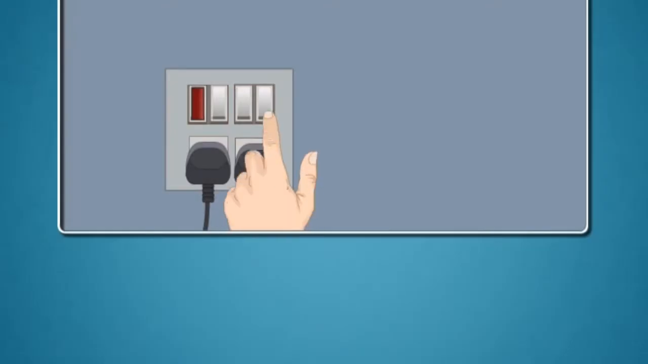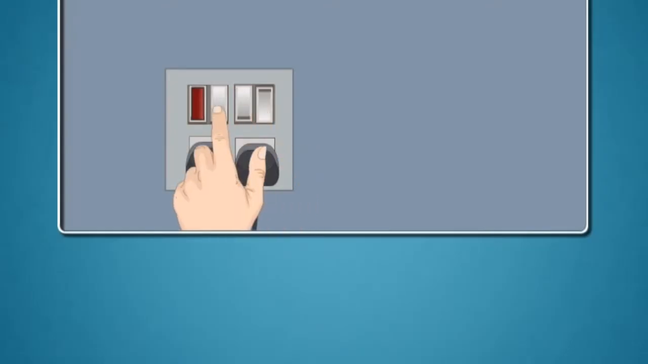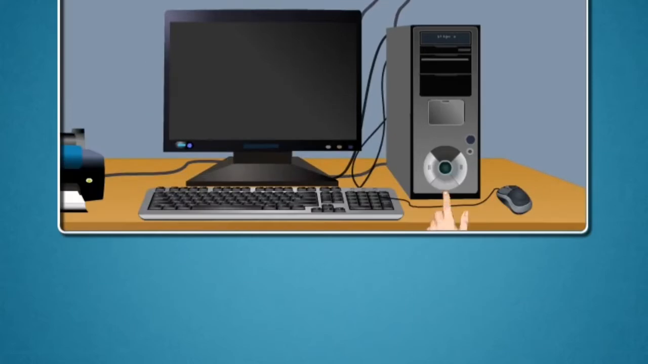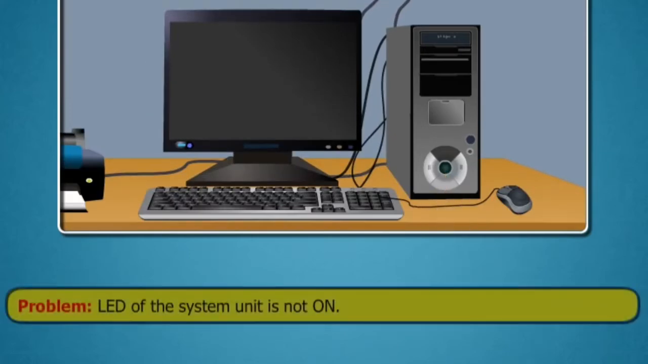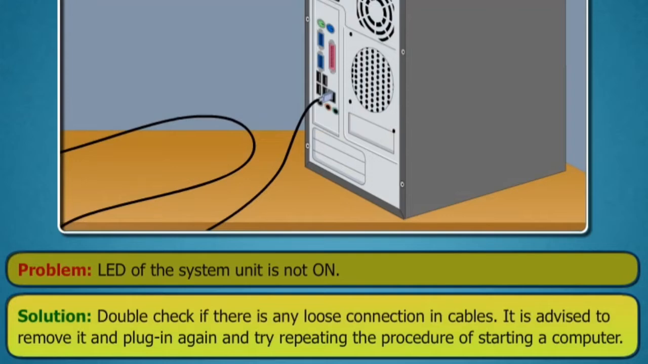We have switched on the power supply of the system unit and the monitor and pressed the power button on the system unit. Still, the LED of the system unit is not on and the system does not start. In this case, we need to double check if there is any loose connection in the cables. It is advised to remove them and plug them in again and try repeating the procedure of starting a computer.